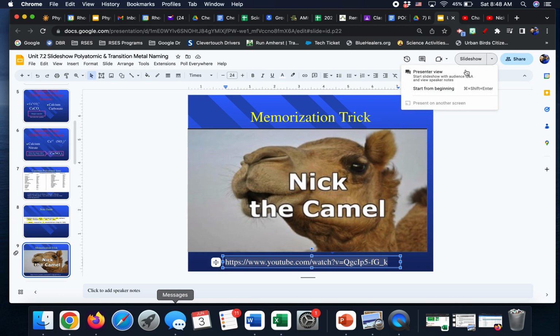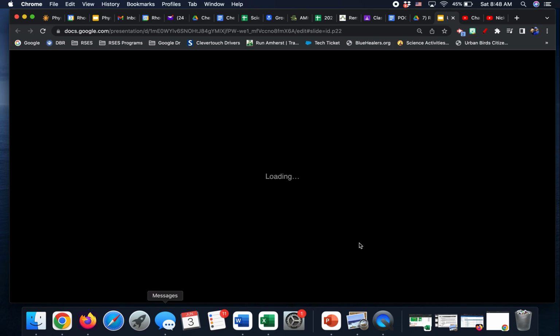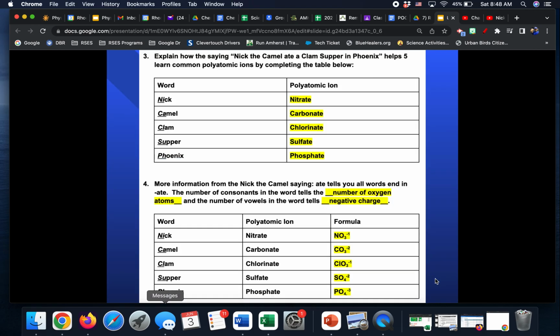So let's get back to this. All right. Go ahead and pause while you put that. I suppose you could memorize this bottom chart, but the sentence Nick the Camel ate a clam supper in Phoenix is going to be a lot easier. So pause while you fill this, and then we'll continue.